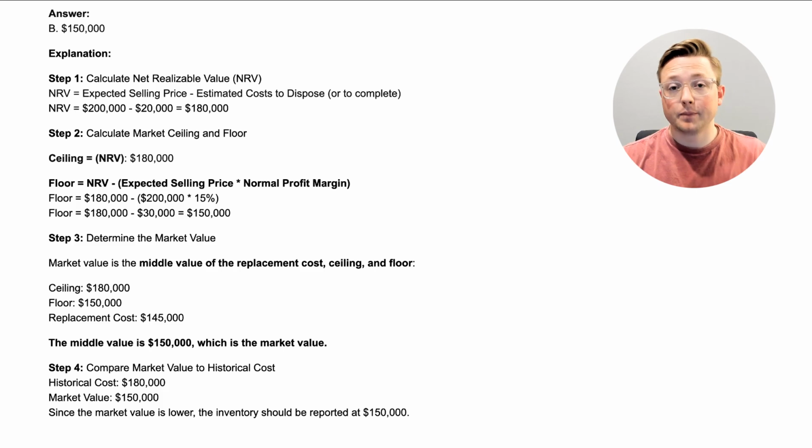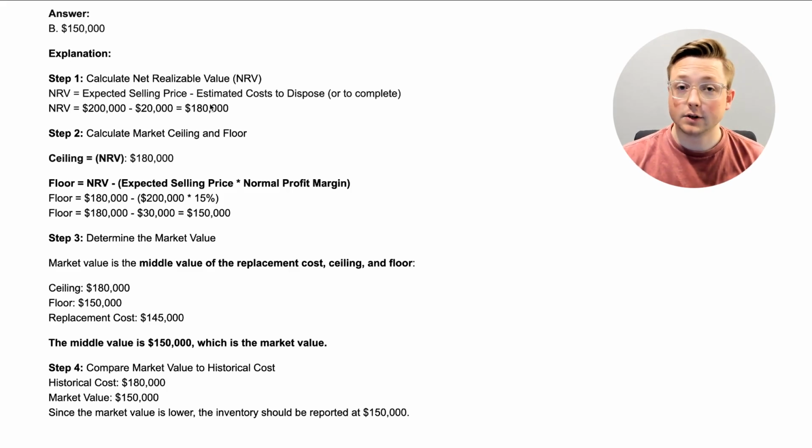So let's walk through this. You start the same with the lower of cost or market or the lower of cost or net realizable value. Both times you want to start by calculating the net realizable value. That is the expected selling price less the estimated costs to dispose or to complete it, whatever the estimated costs are to be able to get rid of that item or sell it. So the net realizable value here is $180,000.